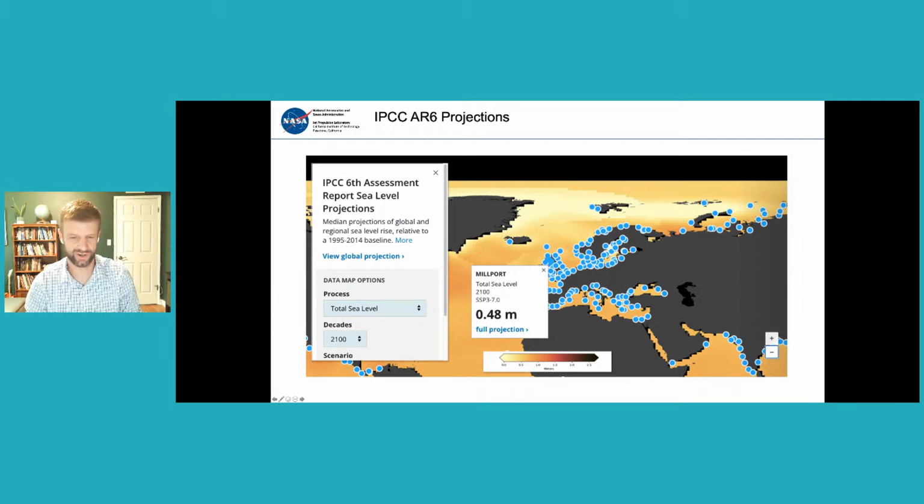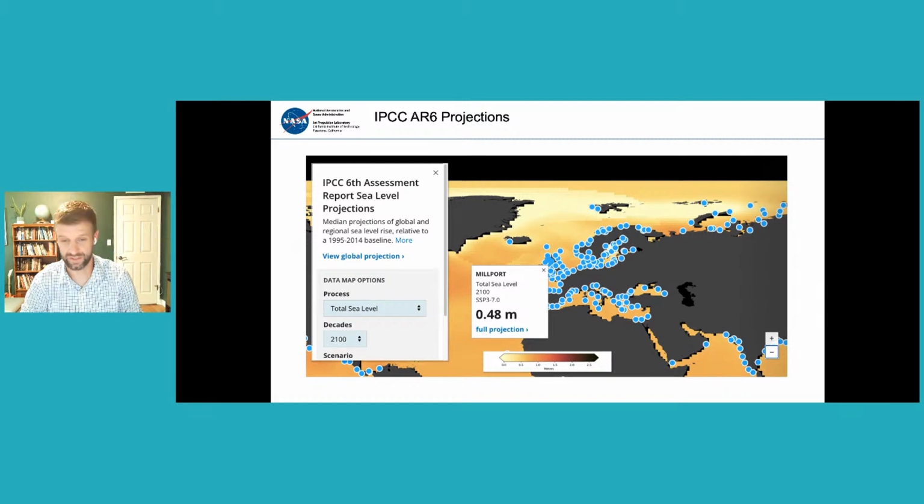There's a variety of scenarios. These scenarios are basically different possible futures. So there are socioeconomic pathways. Basically, how much will we reduce or limit our greenhouse gas emissions in the future? So there's a number of different scenarios that we're evaluating in AR6.